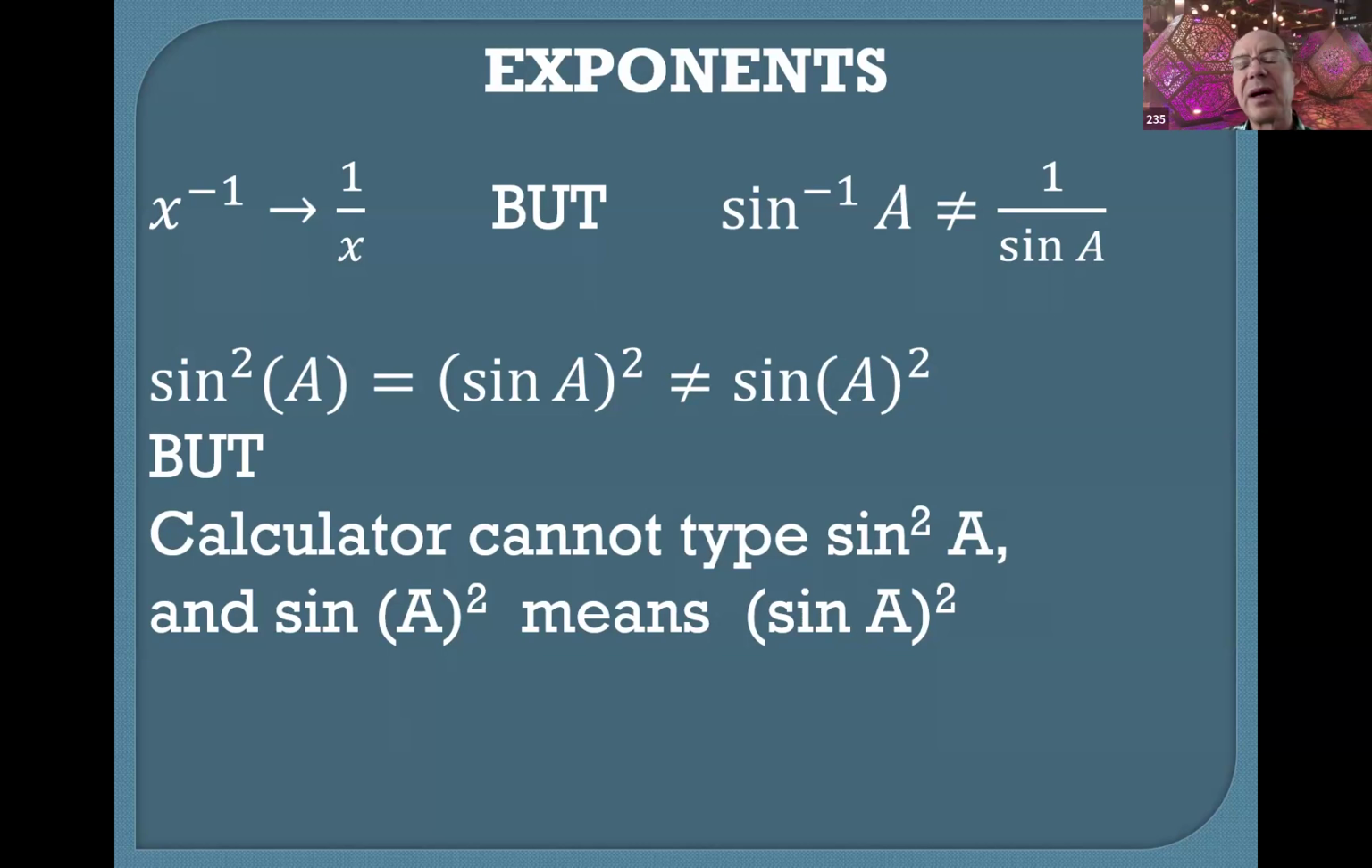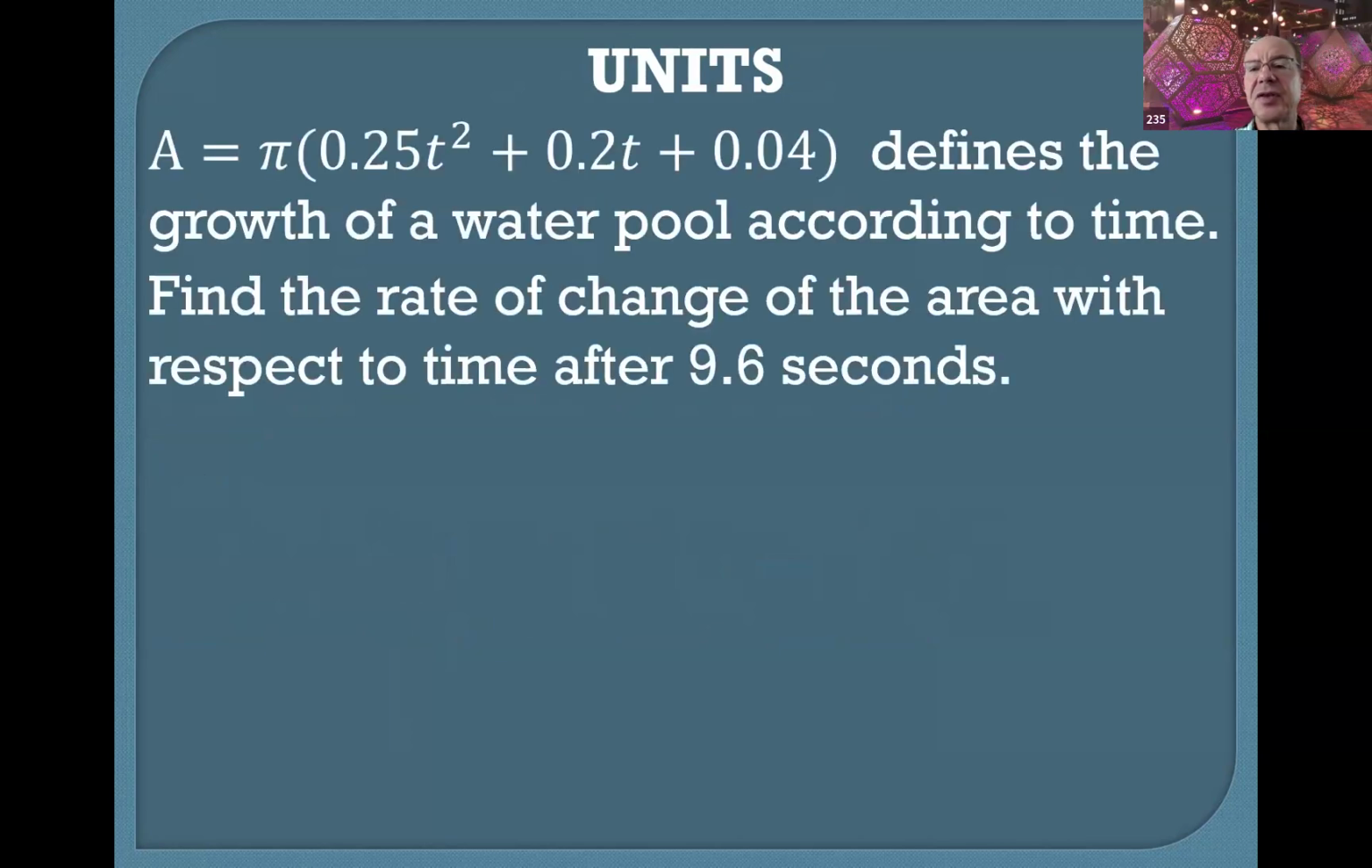Okay, so the one thing I wanted to look at was fractions. The other thing I wanted to briefly discuss was exponents. And now I want to briefly look at units. So here's an example which I altered slightly from a past level 2 exam paper. A is equal to that, defines the growth of a water pool according to time. Find the rate of change of the area with respect to time after 9.6 seconds.